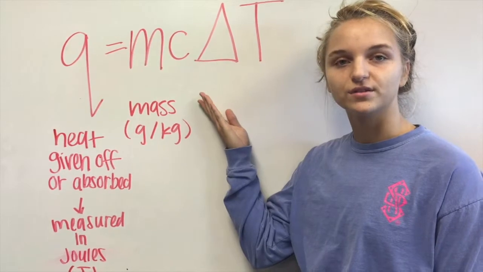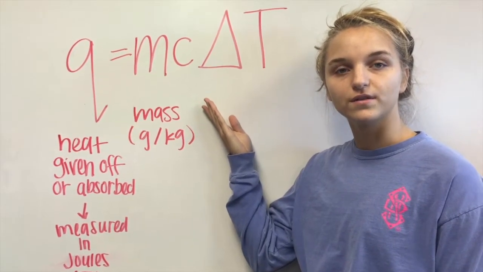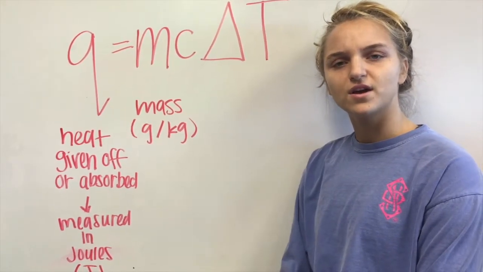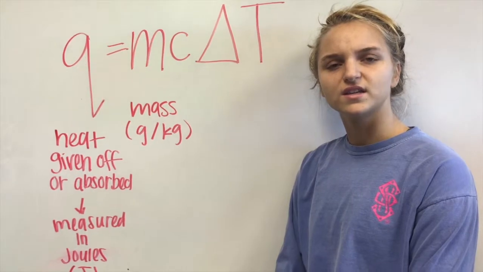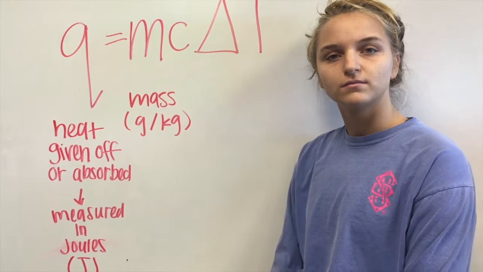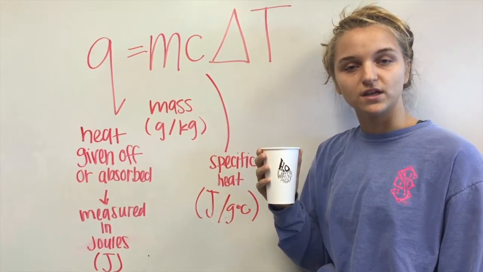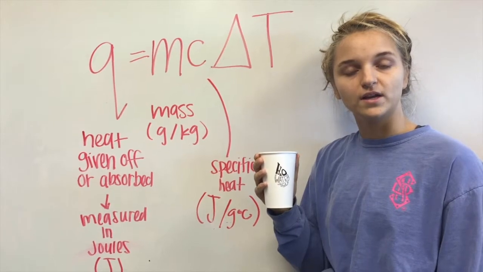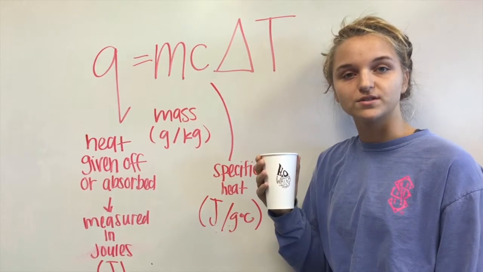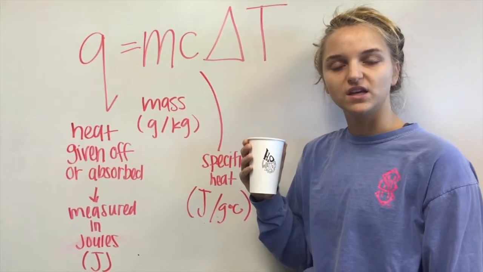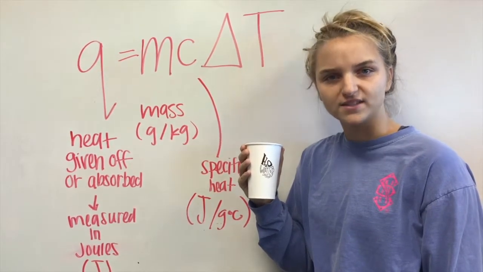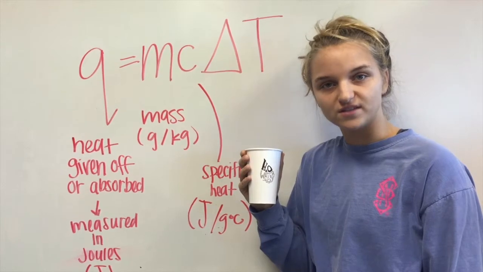The C in the equation is representative of the specific heat of the substance. For example, water has a high specific heat, one of the highest. It is measured in joules per gram degree Celsius. Water has a high specific heat because it takes 4.18 joules to raise 1 gram of the water 1 degree Celsius. I repeat, the specific heat of a substance is the energy it takes to raise 1 gram of that substance 1 degree Celsius.